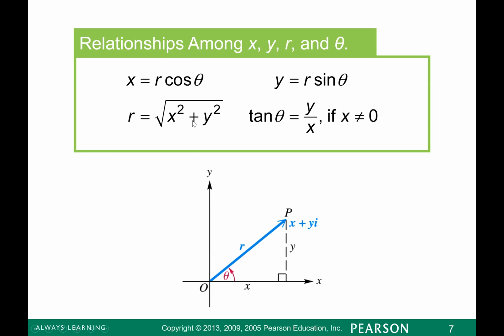And of course, r still is the square root of x squared plus y squared. It's been a while. And tangent of theta is still y over x. So we've had all of this before. They're just reminding you, and we're going to be using it with complex numbers, but we're still going to have an x, y, r, and theta.